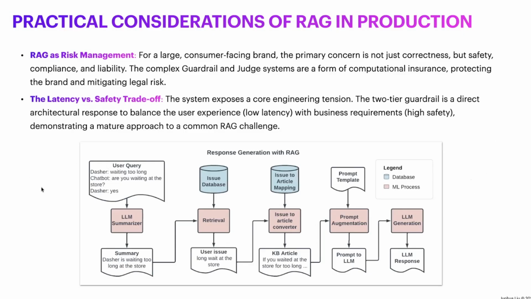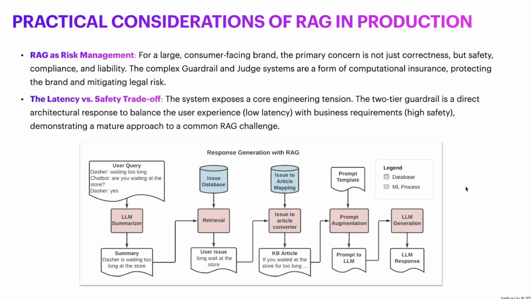Okay, and also there's a trade-off between latency and safety, right? If they implement a lot of checks in every stage, the time taken to complete a task will be very long. The system has to take into consideration this engineering tension. They implemented the two-tier guardrail as a direct architectural response to balance the user experience, such as having low latency, with what the business needs, which is high safety. The implementation demonstrates a mature approach to a common RAG challenge.